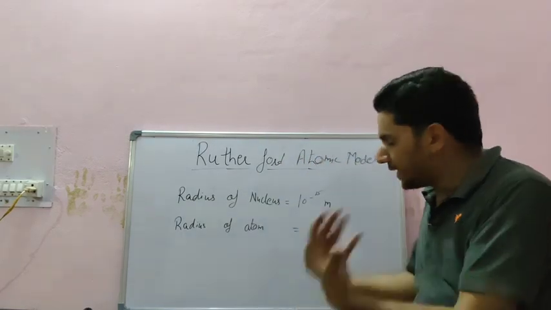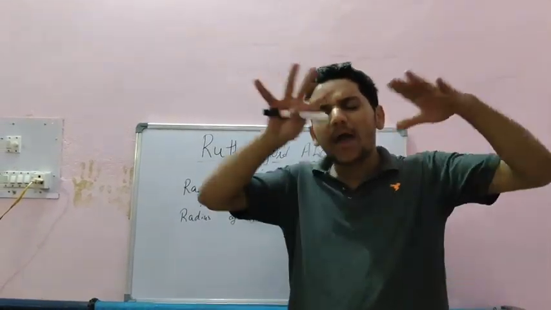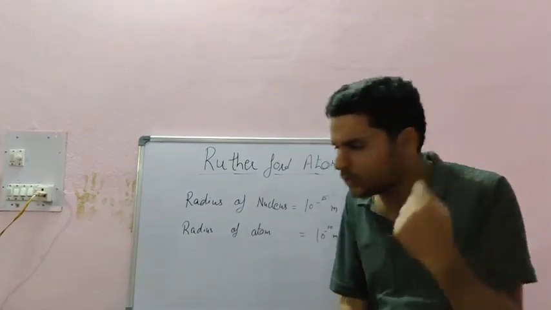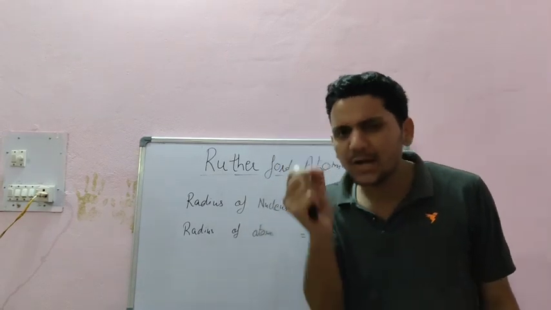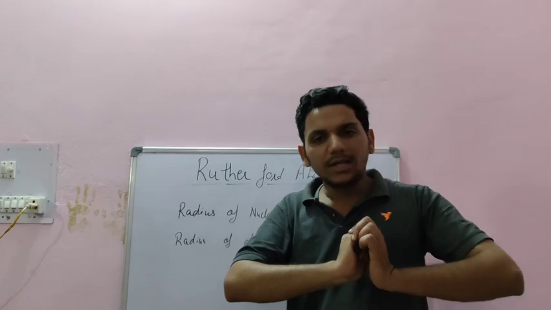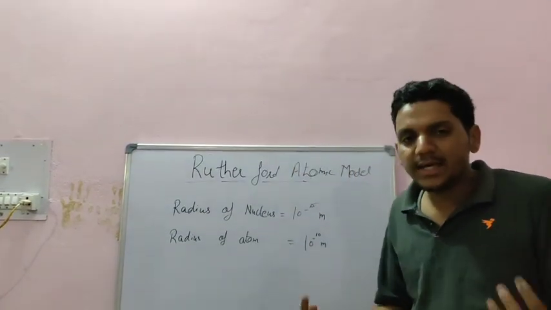According to the Rutherford atomic model, in an atom there is a very large empty space, because the nucleus takes up just a very small portion of the atom, and the electrons, which are very small in size, just revolve around the nucleus. So most of the space in an atom is empty.